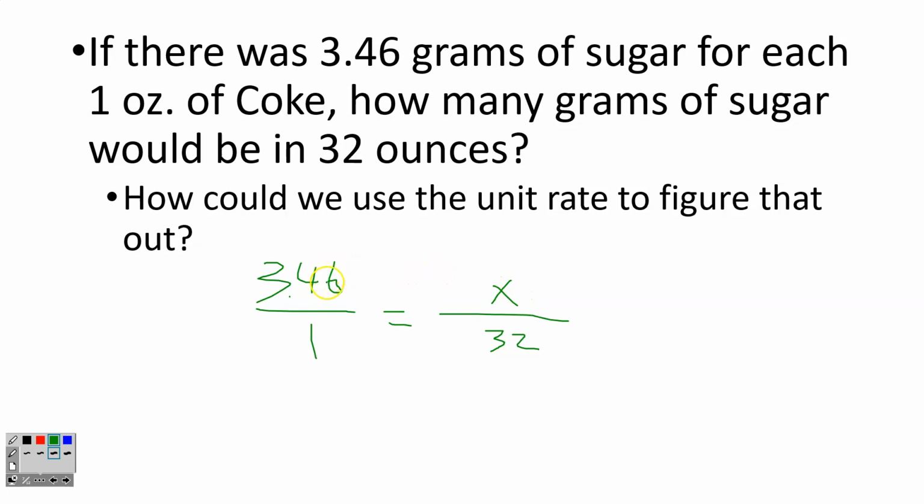We could go about doing this way and do this times this. So 3.46 times 32, and then you would divide by this number, which is 1. That will give us this answer. So in the end, we end up with 110.72. In a 32-ounce soda, there's 110.72 grams of sugar. And that's kind of disgusting when you think about it.